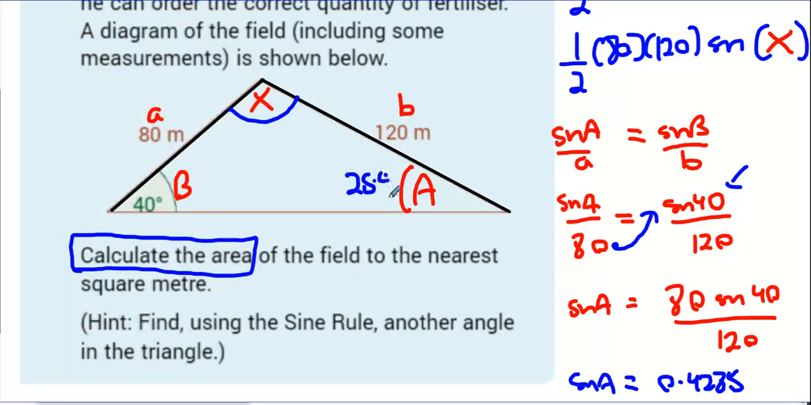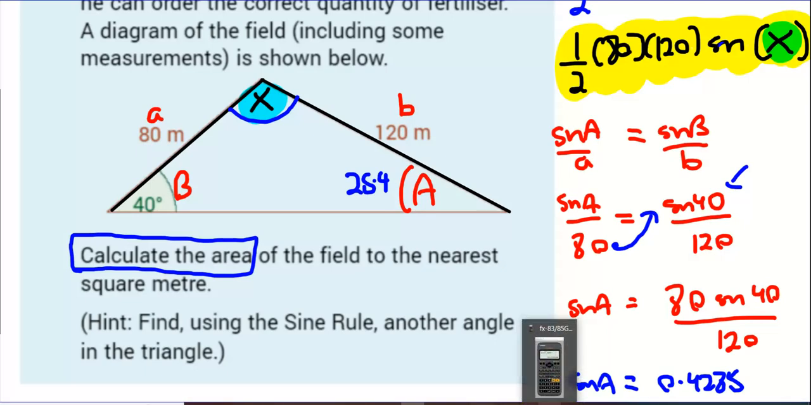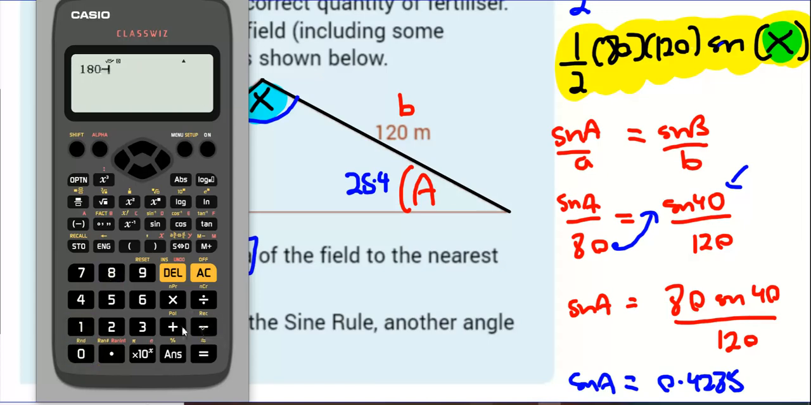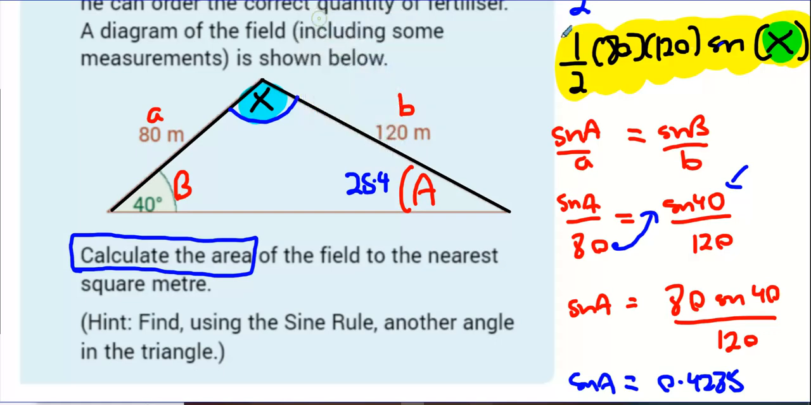Now, Gavin, you remember at the start of the question, we were using this formula here. And the only thing blocking us from using the formula in the yellow was the fact that we didn't know what the angle was. Is there any way we can find out what angle this is now? How would you figure out what it is now? 180, take away the 40 and the 25.4 you just got. So 180, take away the 40 and the 25.4. And you get 114.6. And then we can rub that out and put in 114.6.